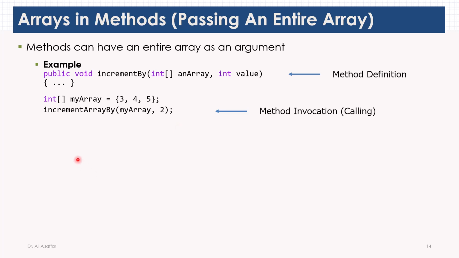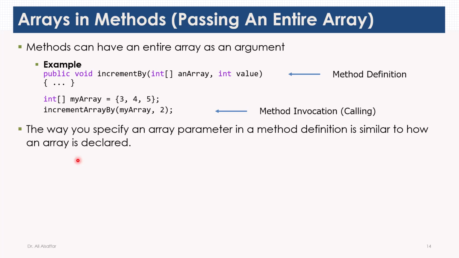So let us talk in detail about how to define an array as an argument when you define a method. The way you specify an array parameter in a method definition, like this example, is similar to how an array is declared in a program. Here is an example of how you define this array: you write the base type, square brackets, and the name. Similarly for arguments, you put the base type, square brackets, and the name of the array. And this name will be the name of the argument that will be used inside the method.